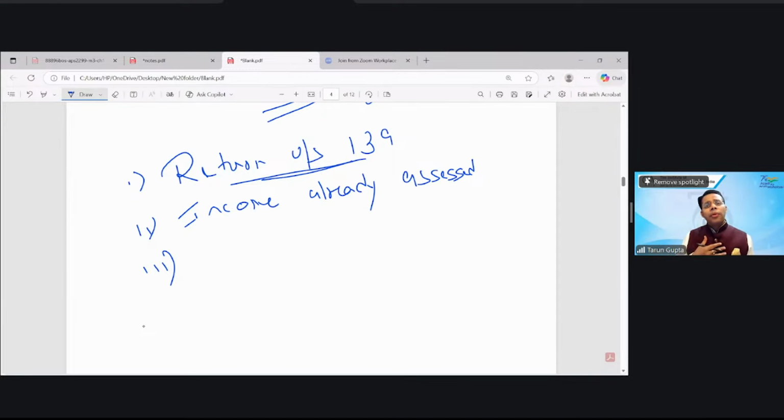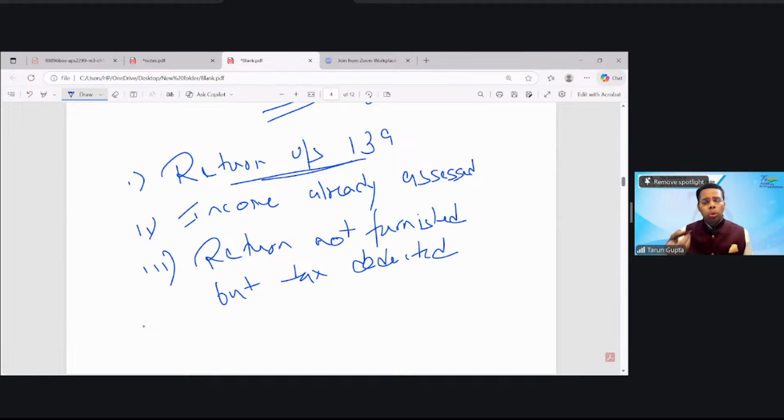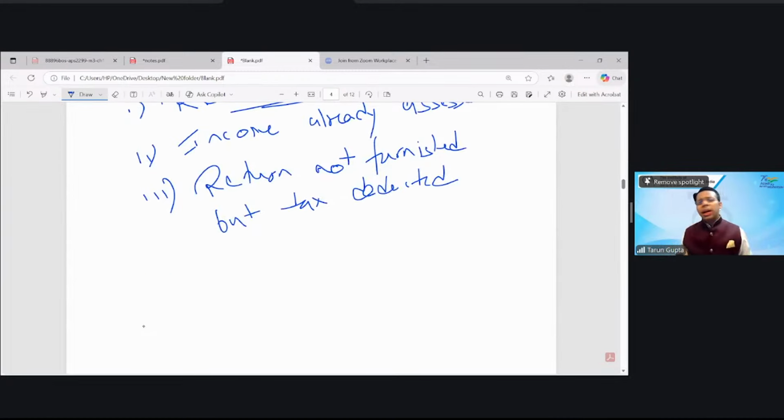Then if I have not furnished return of income, I should not be penalized because the law allows me. So if the return is not furnished but TDS is deducted, but tax deducted, even this income should not form part of undisclosed income because there is no concealment here also. Very logical. Keep the logic alive. It will help you in retaining the things.